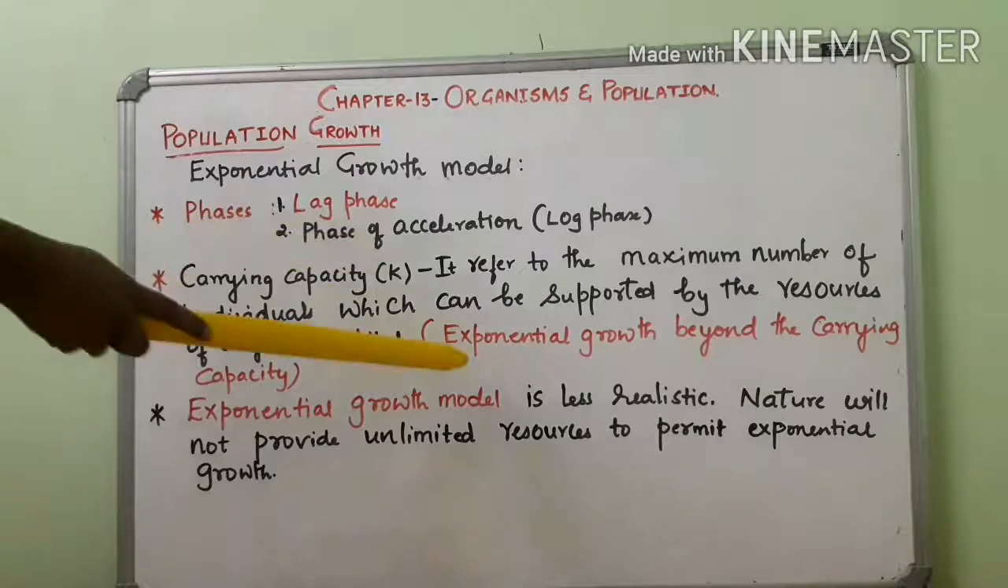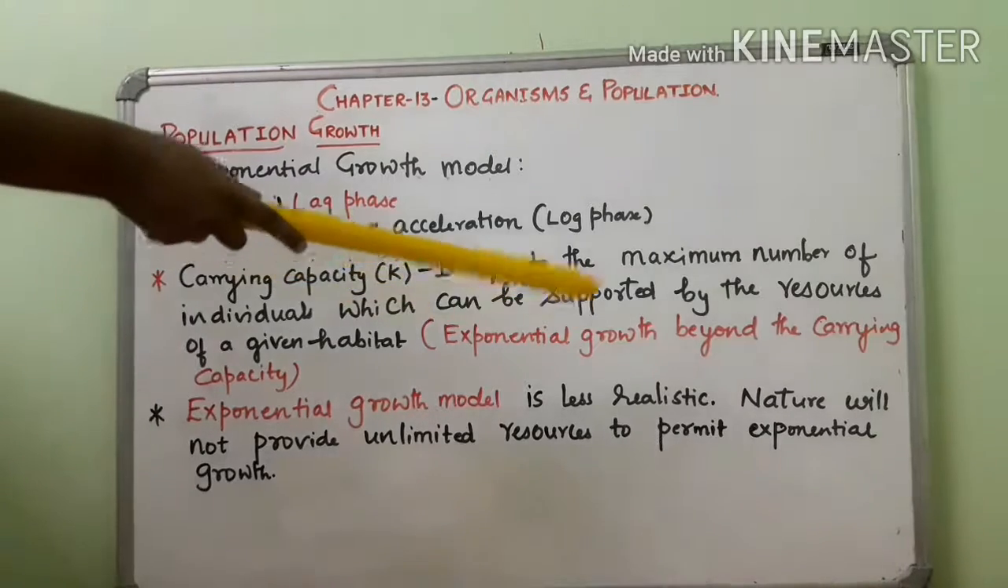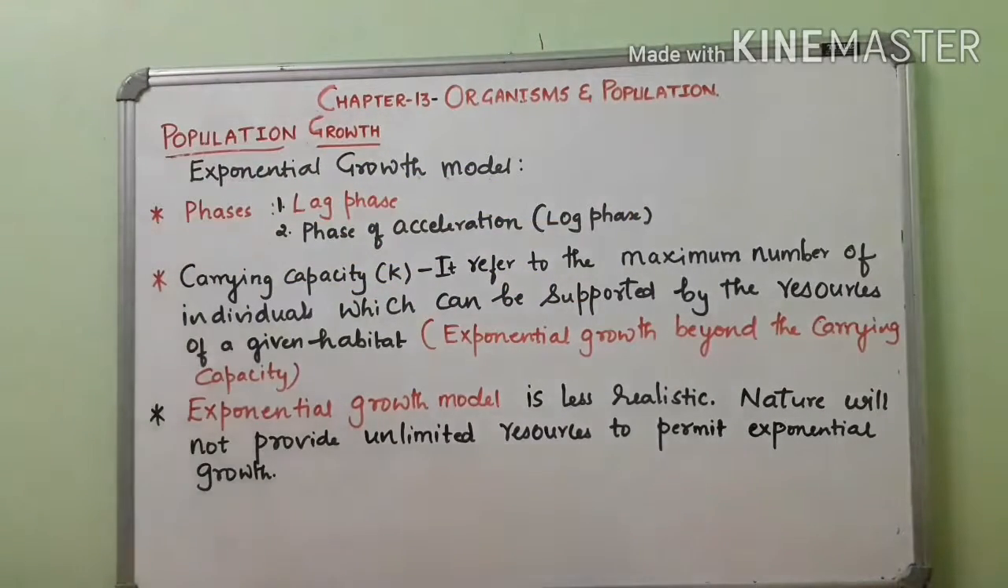Next is exponential growth beyond the carrying capacity. In the exponential growth model we see the lag phase, the initial stage of development, and then the phase of acceleration. There is no steady phase, so in exponential growth beyond the carrying capacity, the number of individuals goes on increasing and will never decrease, because of unlimited resources.